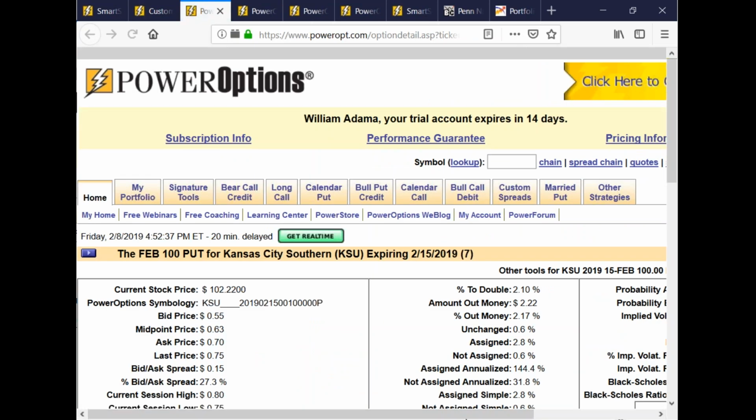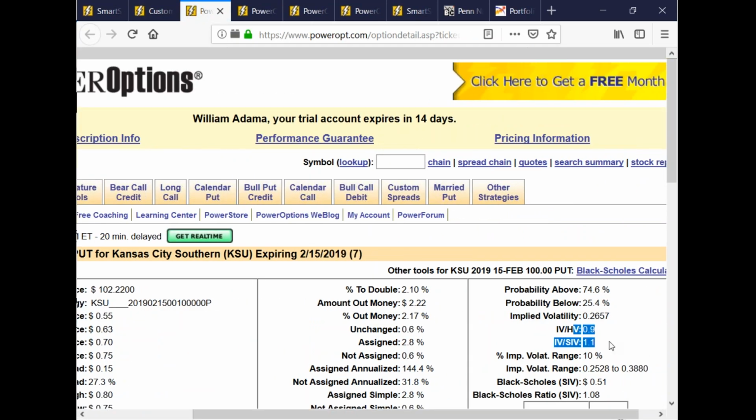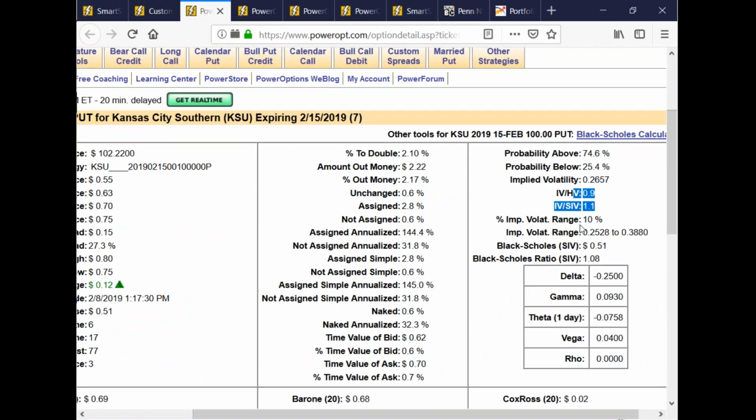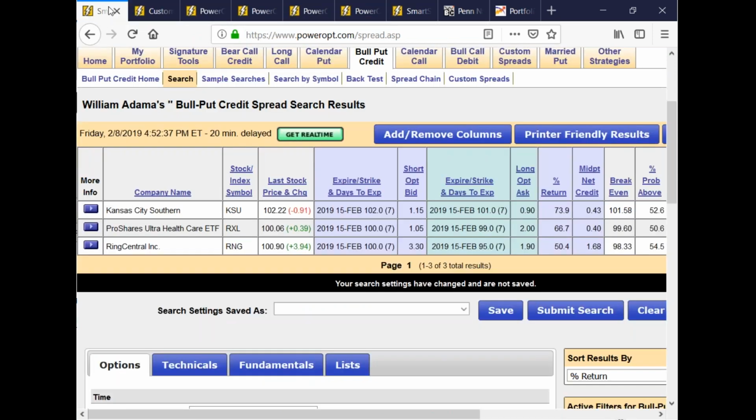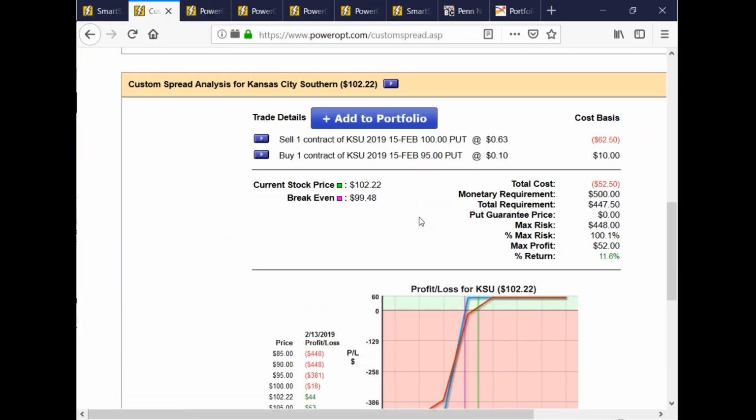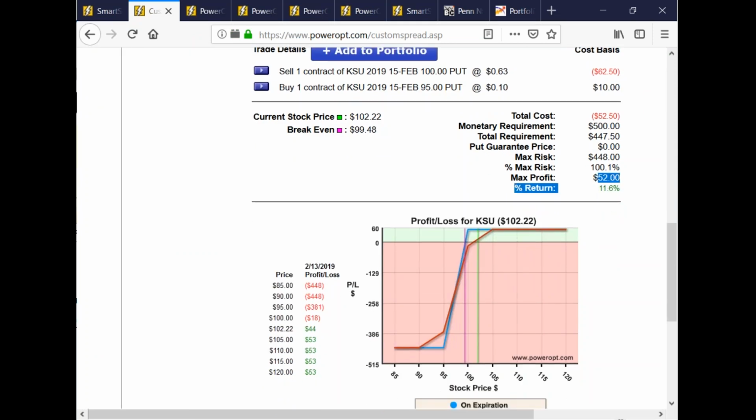Why? Because the IV to HV is opposite across the whole board, right? So this one is telling you that the IV over HV is less than 1, meaning it's undervalued, and it's only 10% of its implied volatility range. Sorry about that. This one here, with the opposites, only offering an 11.6% return.